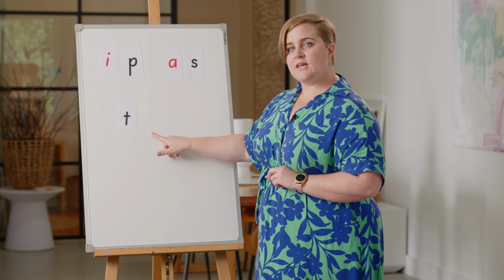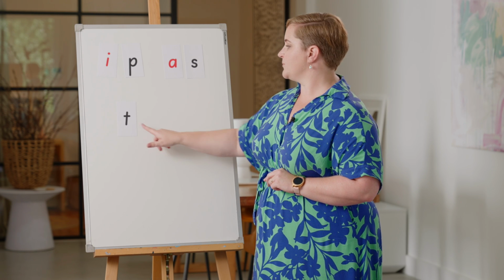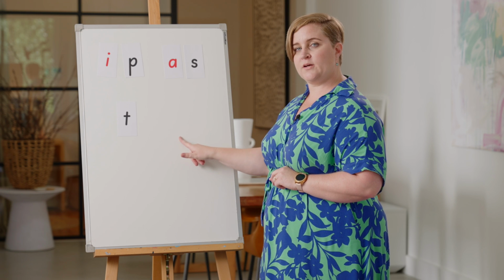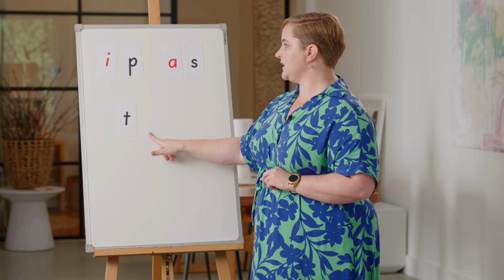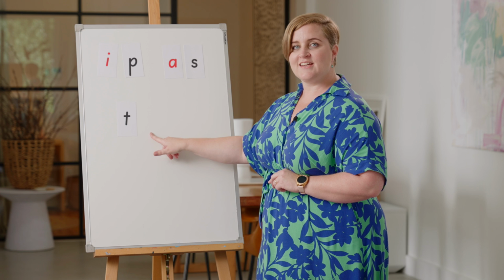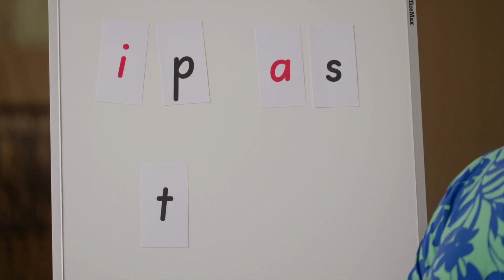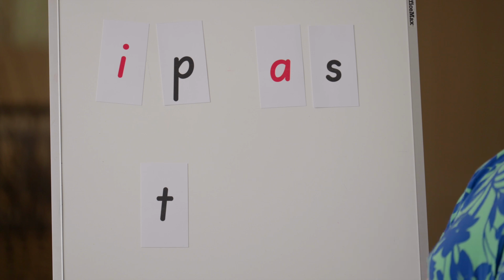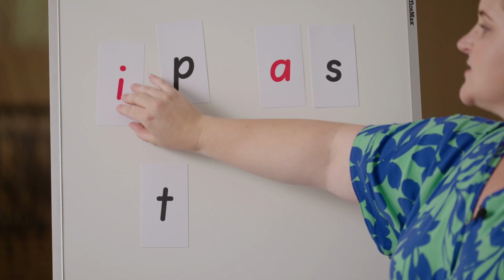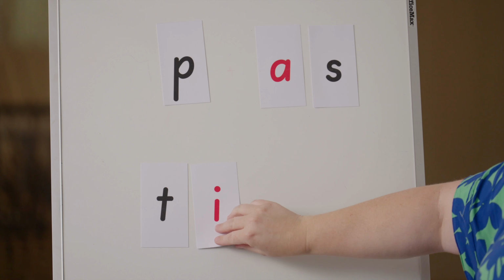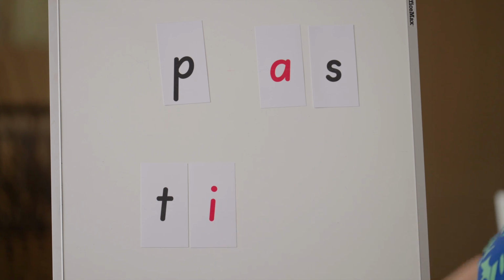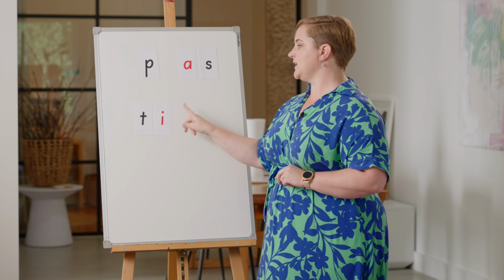What's the phoneme that we hear here when my finger points here? T, i. That's right. It's the /i/ phoneme. Which letter do we use to spell i? Yes, we use the letter I. Let's drag the letter I down and say i.